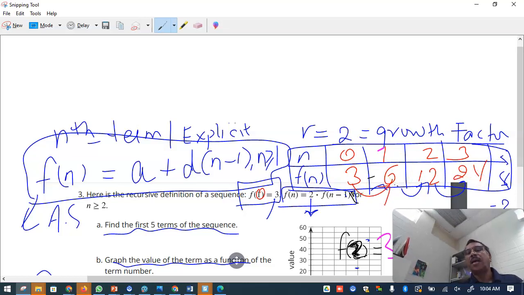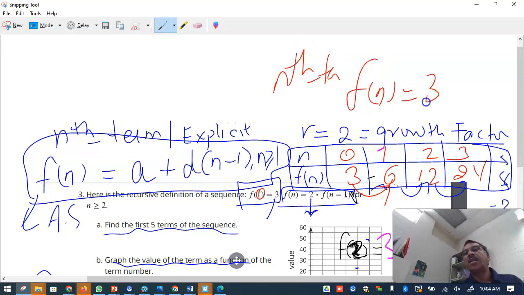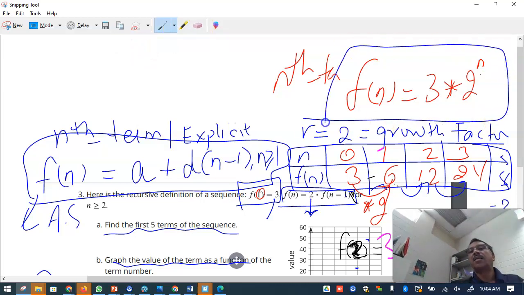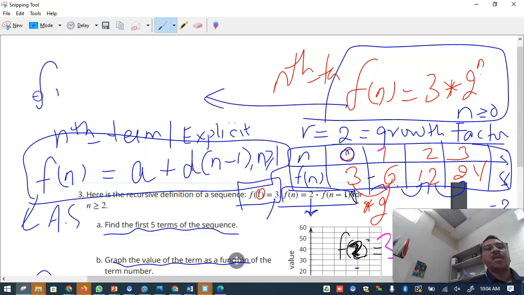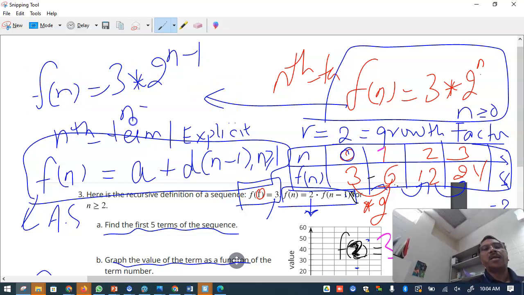But how we write the nth formula here will change. So you say f of n, you begin with 3, and this time 2 is what you're multiplying each time. But don't write minus 1. It's going to be just 2 raised to n, and it takes care of everything. This time you have to say it starts with 0, so you write n greater than or equal to 0. That's the difference between this one and the one before, where I wrote 3 times 2 raised to n minus 1, and there you say n greater than or equal to 1.